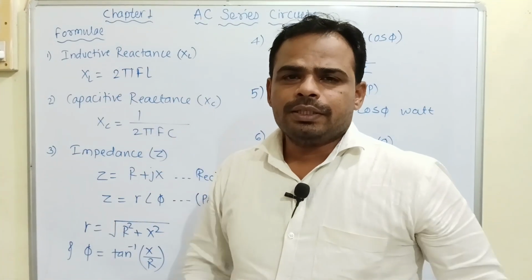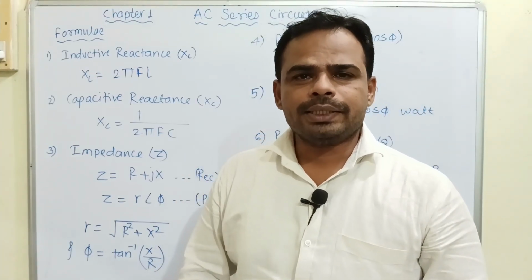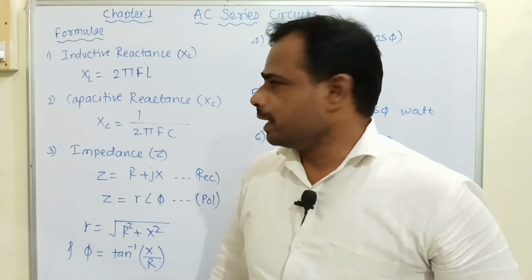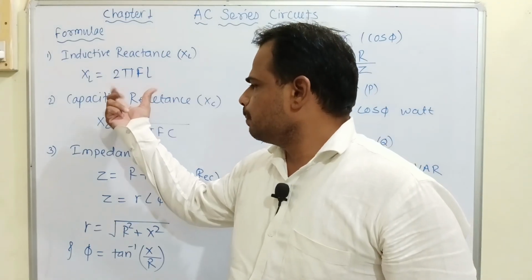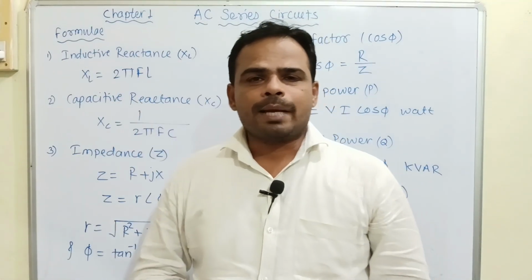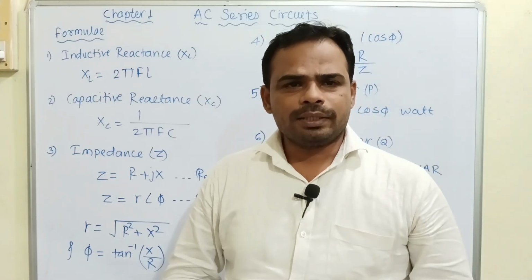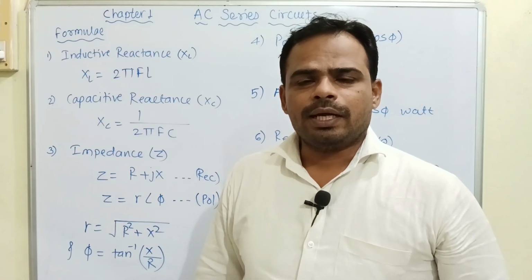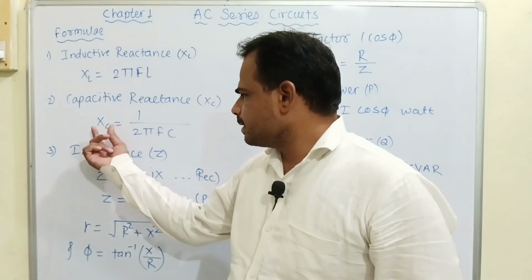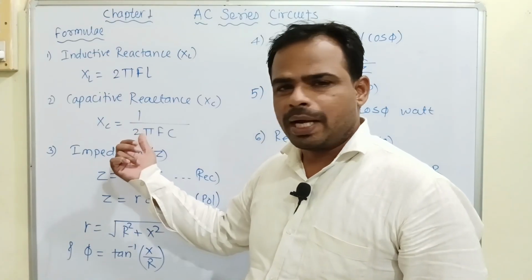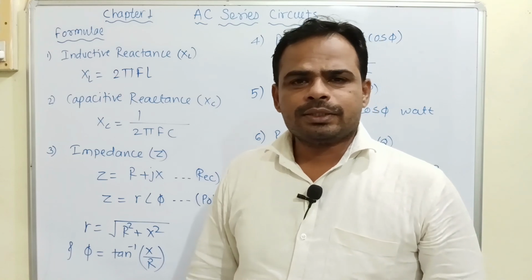See here, inductive reactance means it is the opposition to the flow of electric current offered by inductor, and the formula for inductive reactance is XL is equal to 2 pi FL. And then capacitive reactance is the opposition to the flow of electric current offered by capacitor, and the formula for capacitive reactance is Xc is equal to 1 upon 2 pi FC. The unit of inductive reactance and capacitive reactance is ohm.